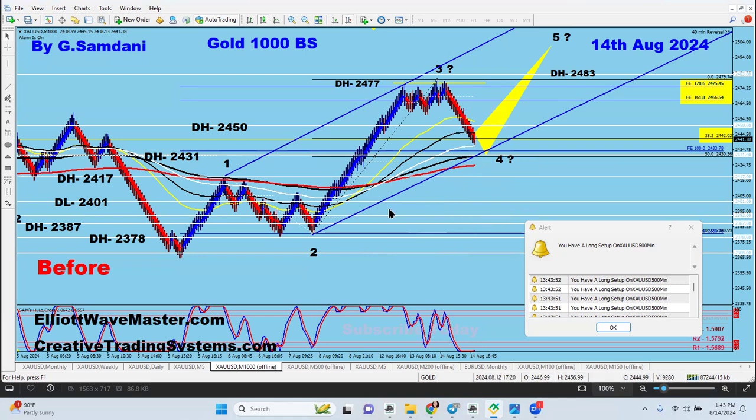So you hold that one. Even if you have a couple of small stop losses hit, it will all be covered, and then you make tons more. So this is it for now for gold.